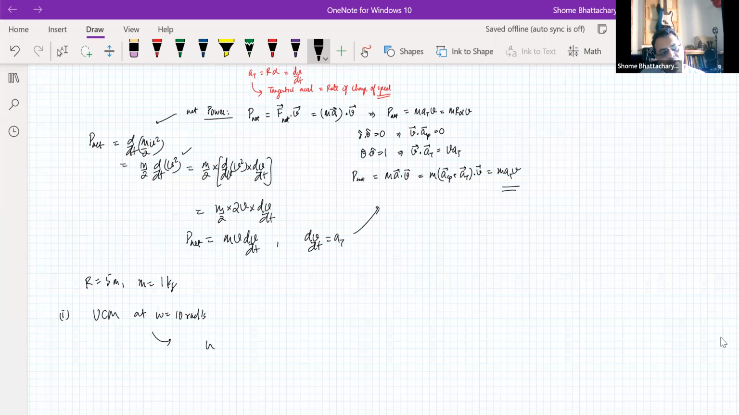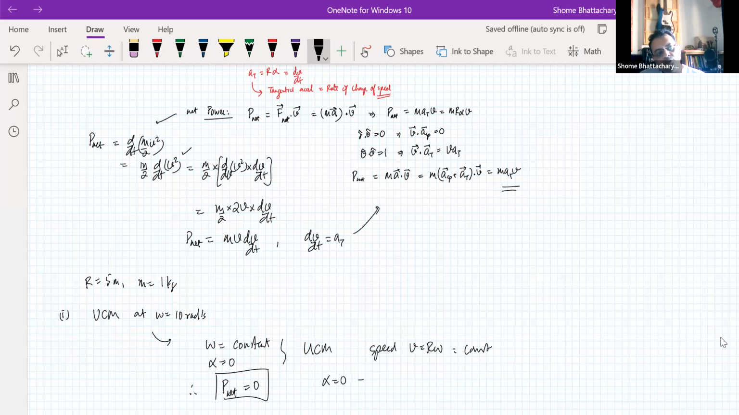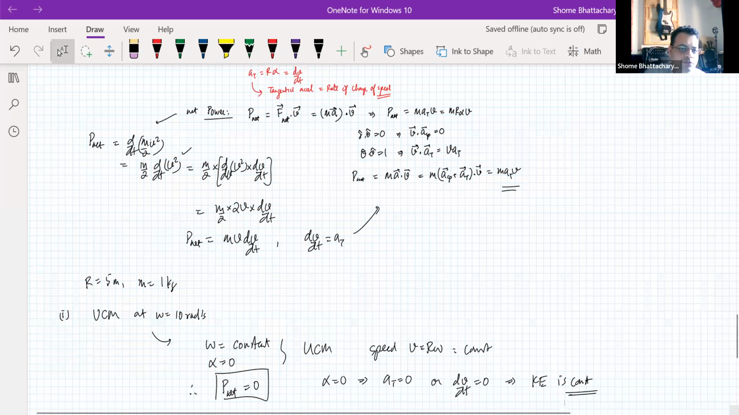So now you can see that omega is constant and alpha is 0. That is the definition of uniform circular motion. So speed v equal to r omega is also constant. But more importantly here, the net power becomes 0, because alpha equal to 0 means tangential acceleration is 0, which also means that the rate of change of speed is 0. So kinetic energy is constant. So there are many different ways of understanding why the net power should be 0 in a uniform circular motion.